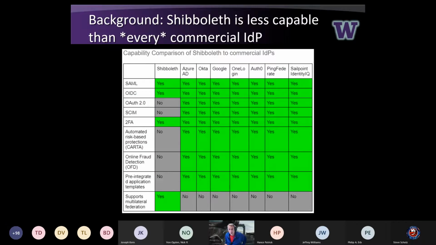So then we took a look at all the other commercial IDPs and charted those out against some very basic capabilities that IDPs can provide. And as you can see, pretty much every commercial IDP has more capabilities than Shibboleth does. The lone exception here is this multilateral federation, and we'll talk a little bit more about that, but it is of note that no commercial IDP has wanted to try to support that and supports it today.